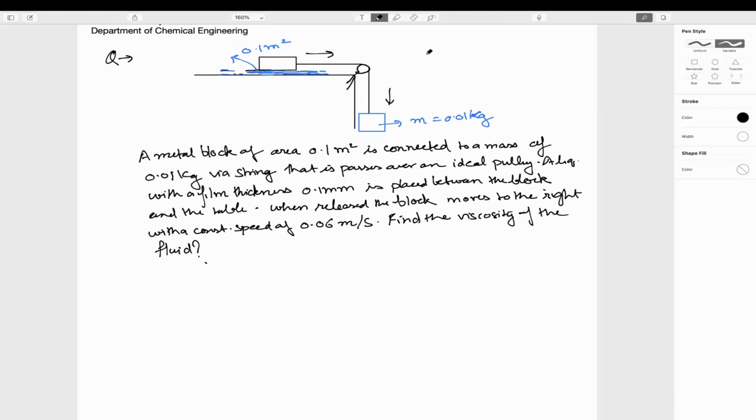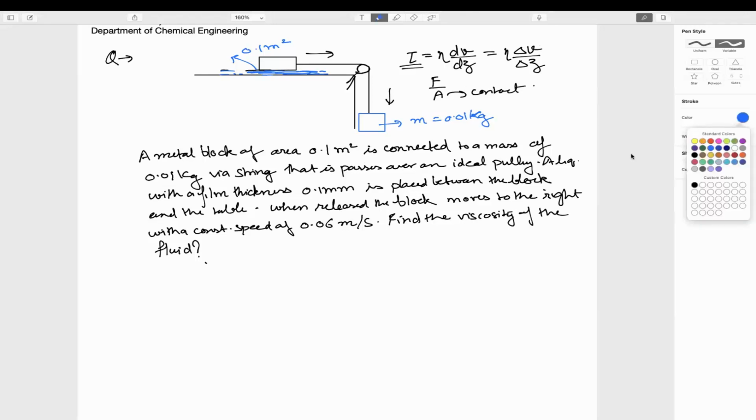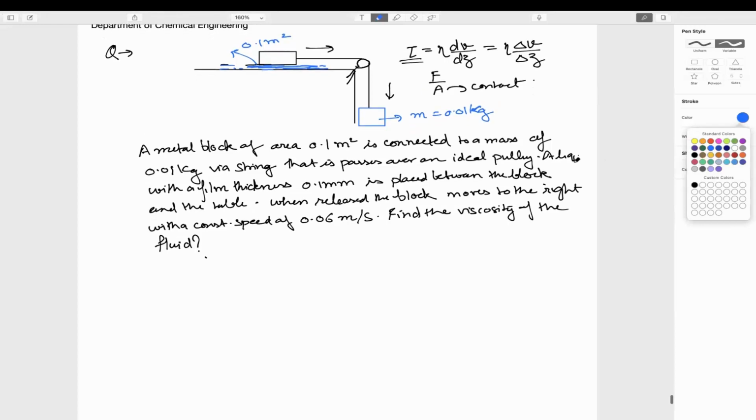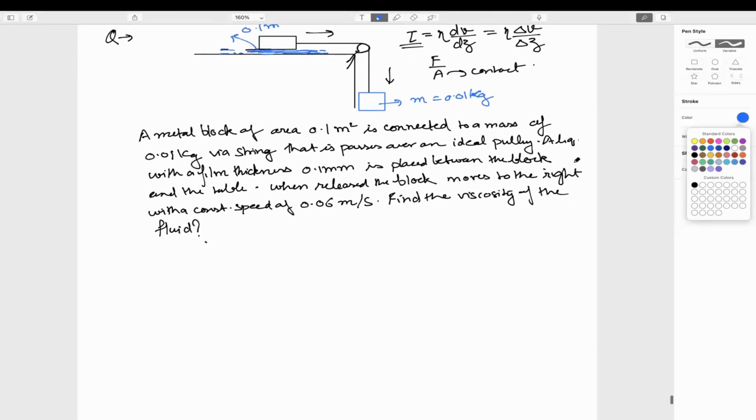Just for a hint, I told you that shear stress is eta dV by dz. So this dV by dz can be calculated like this also. And this shear stress is force per unit of the contact area. Okay. So you can try this, then I will solve it in one go. Okay. So let's discuss the solution.